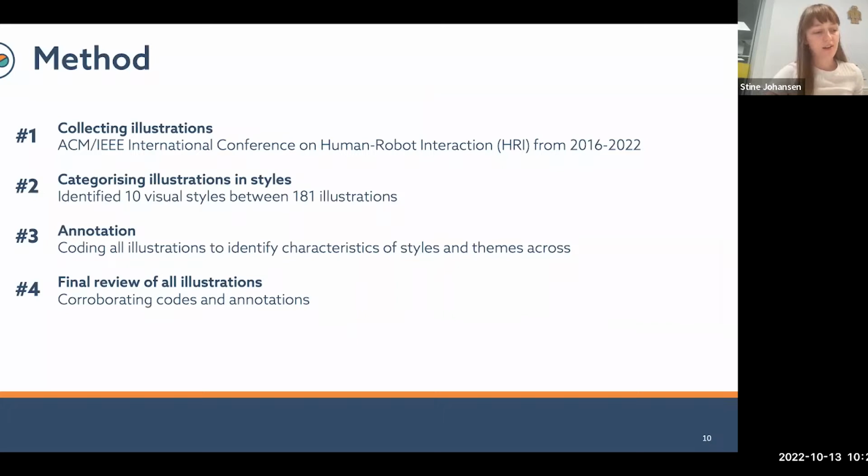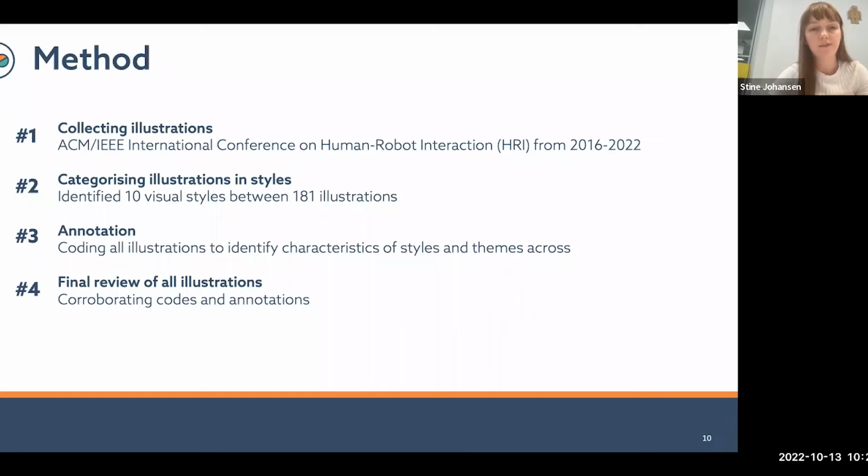Therefore, we've conducted a survey study, and what we did was we looked at the proceedings from the International Conference on Human-Robot Interaction. We started from 2022, and then we just went backwards in time until we reached a certain point of saturation in our results. So that means that we've looked at about 1,200 papers and identified about 180 illustrations that all show a robot movement in some way. What we did then was we categorized these illustrations into different visual styles that I'll show you in a minute.